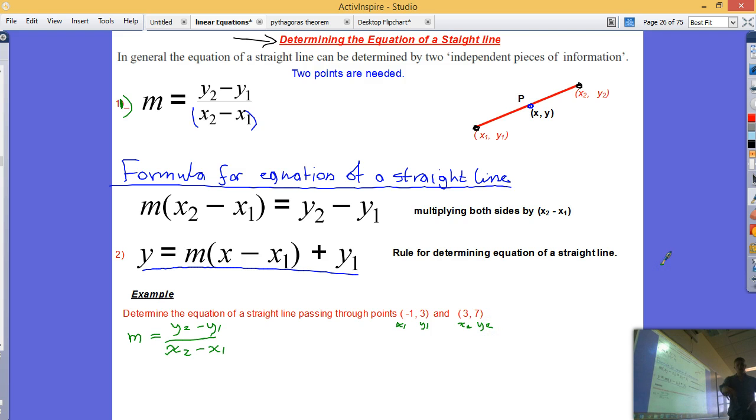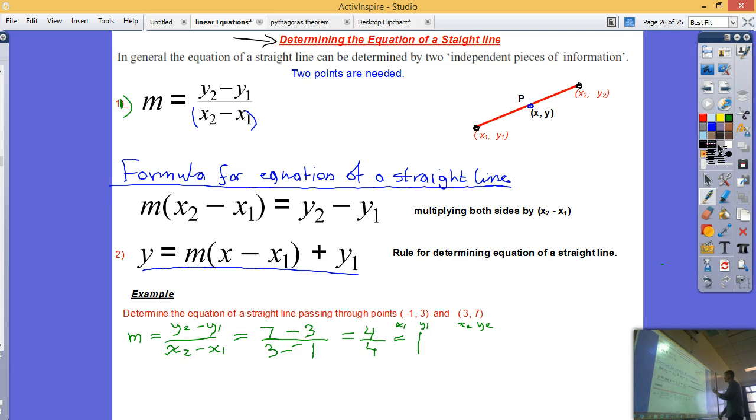And let's substitute that into our rule. Make sure you do this step because I've seen many times some of these numbers get put into this rule in the wrong spot and mistakes can be easily made. So y2 is 7, subtract y1, 3, over x2, 3, subtract negative 1. That gives you 4 over 4, which is equal to 1. Okay, so we obtain our gradient.